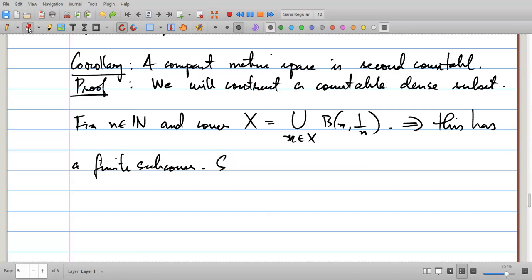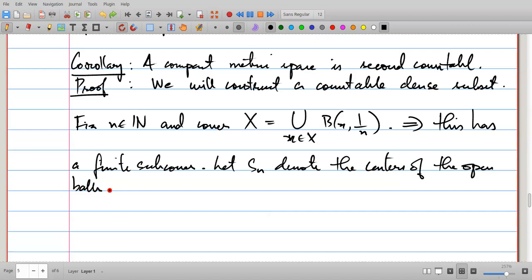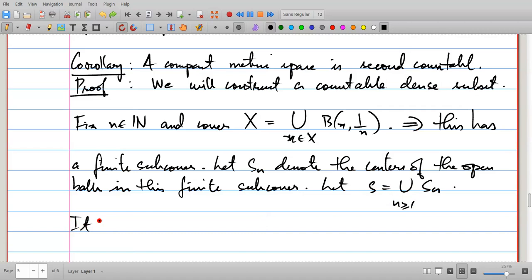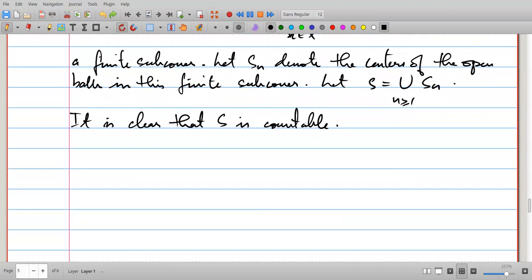So let S_n denote the centers of the open balls in this finite subcover. And let S be the union of all these S_n. So it is clear that S is countable. So we claim that S is dense in X. So enough to show.